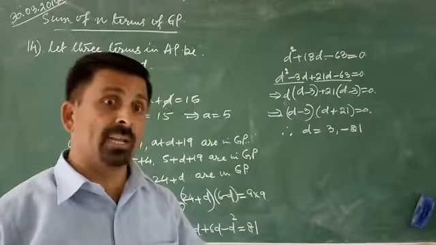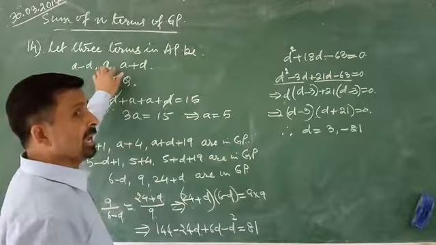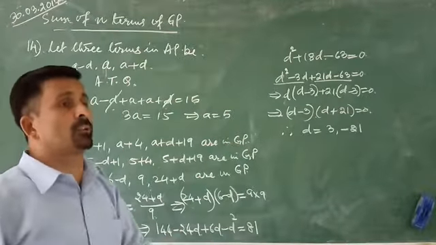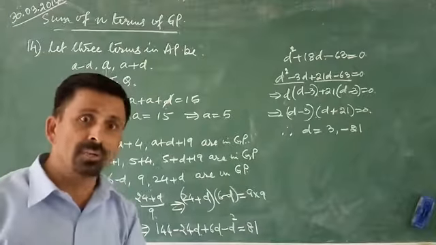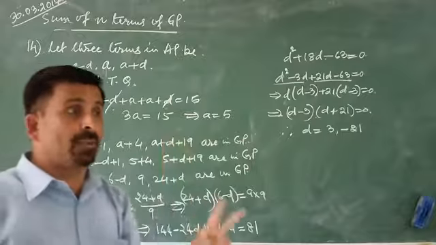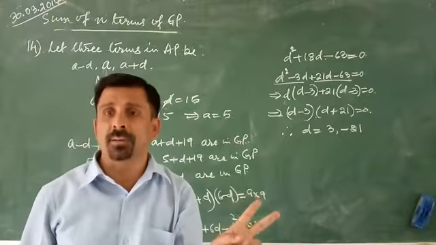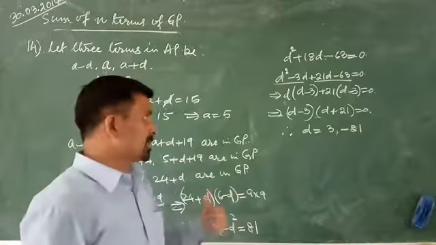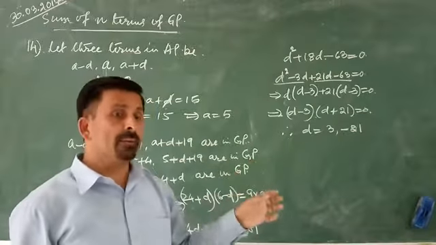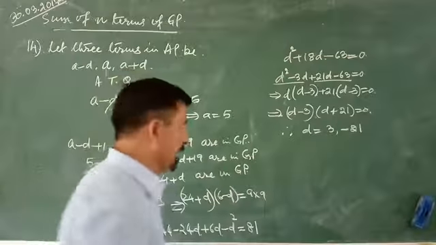Now we have to find the three numbers, the numbers that we assumed in the beginning. Those numbers were a minus d, a and a plus d. Now the question is to write down those three numbers. Is it alright? Here, because we got two values of d, we are going to get two sets of answers. First we will calculate when d is equal to 3, and then we will calculate another set when d is equal to minus 21.